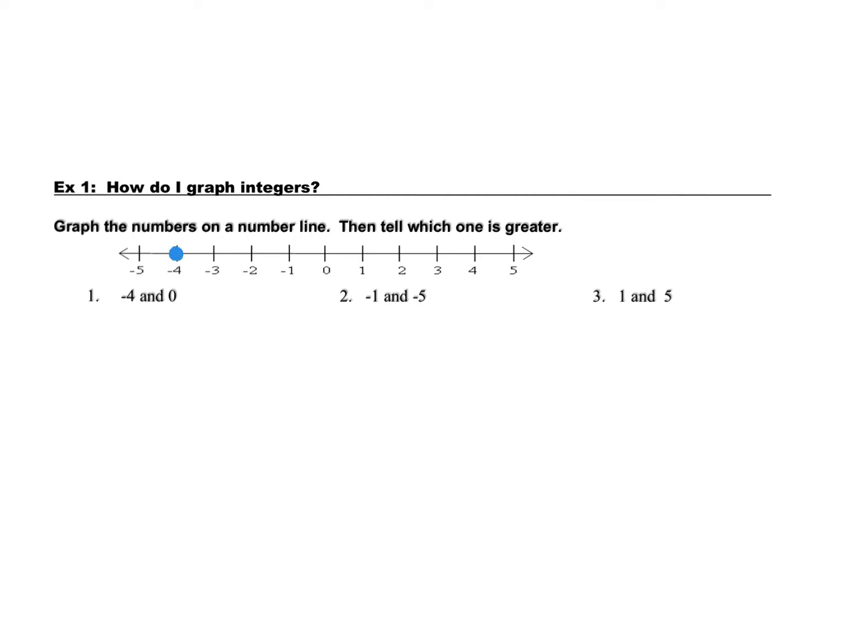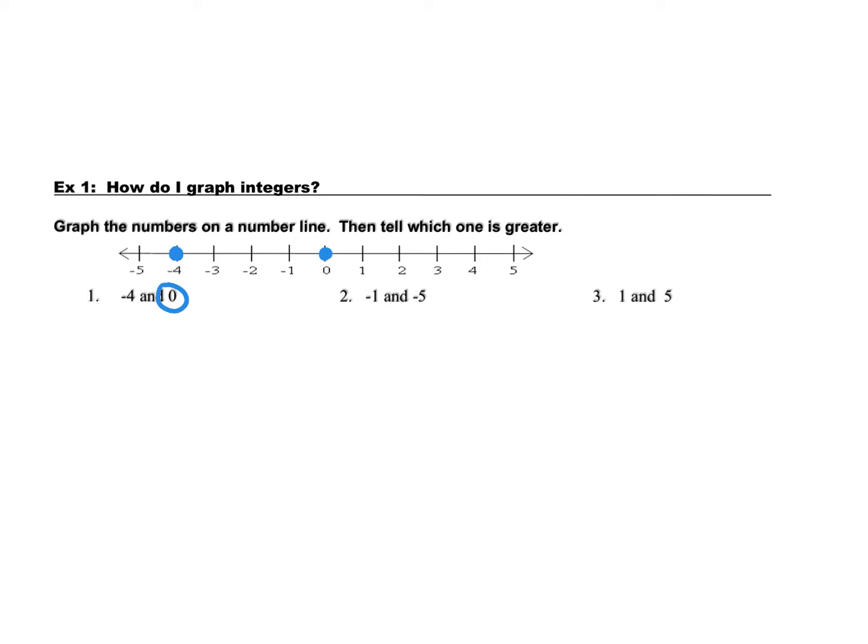-4 is on the left side of the 0, meaning negative, and then we have 0. And now remember, the more negative you are, the less value you have. So when we're comparing this, which one is greater? The 0 is going to be the greater. Anytime you have something that's on the right side, that is going to be your greater number.